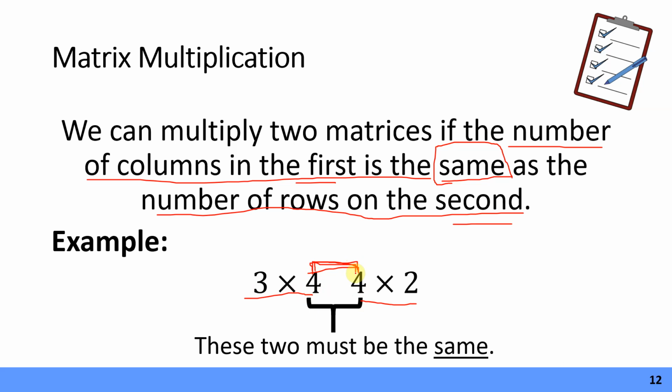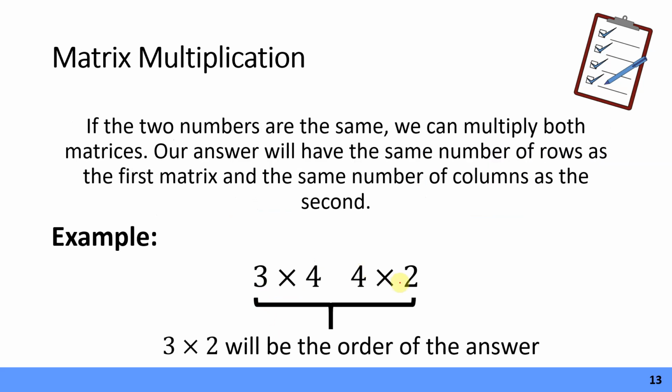Okay, now moving on to the second part. Once the problem satisfies this condition that both of those numbers are the same, now I have to find the order of the answer. So the order of the answer is going to be the other two numbers. So once you determine that, yes, I can multiply these two matrices, your answer will have the same number of rows as the first and the same number of columns as the second right here. So my answer after multiplying is going to be a 3 by 2. That's how I got this.